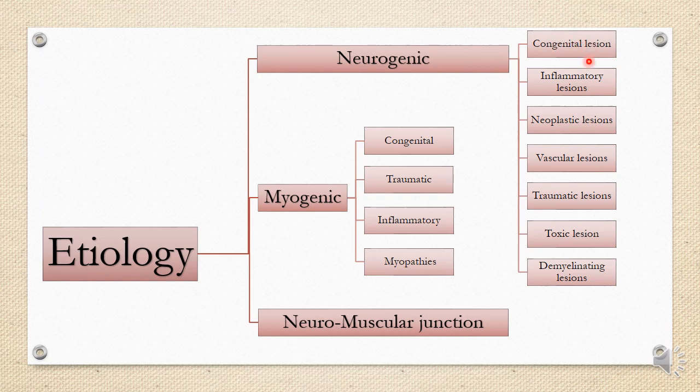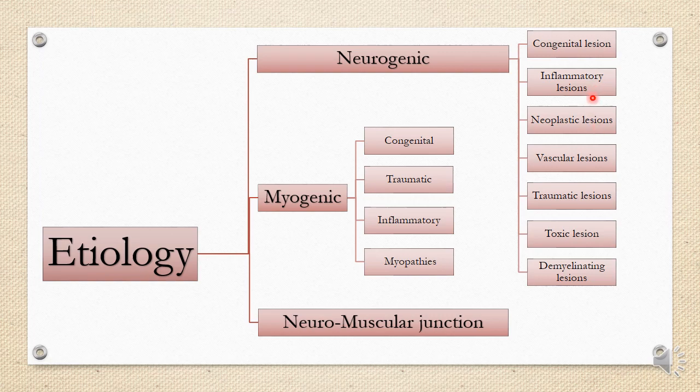Congenital lesions could be either hypoplasia, that is maldevelopment or malformation, or absence of a nucleus. There are different nuclei, which are your third nerve nucleus, sixth nerve nucleus. If there is a birth injury leading to a congenital lesion, that could lead to paralysis of a particular muscle.